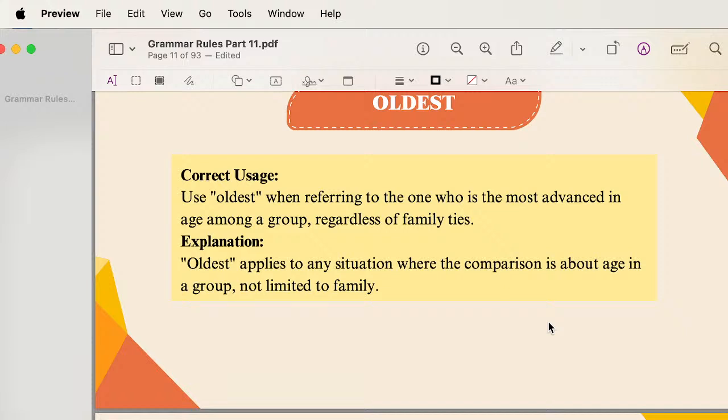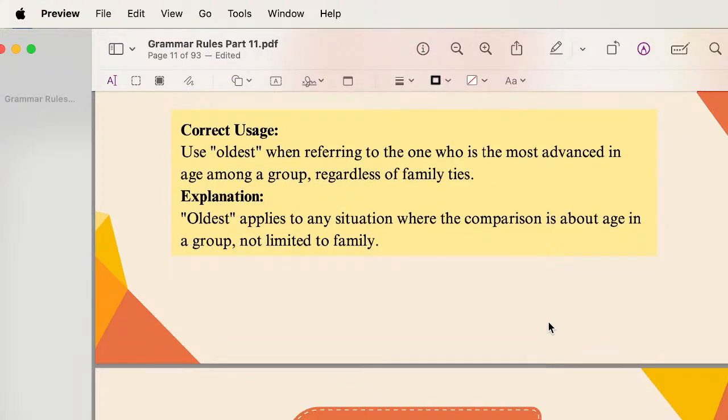So oldest is more widely used. We barely use eldest, but oldest is widely used. It can refer to both people and objects. She's the oldest person in the room. This book is the oldest in the library. So this is the superlative degree of the word old. Old, older, oldest. More examples.